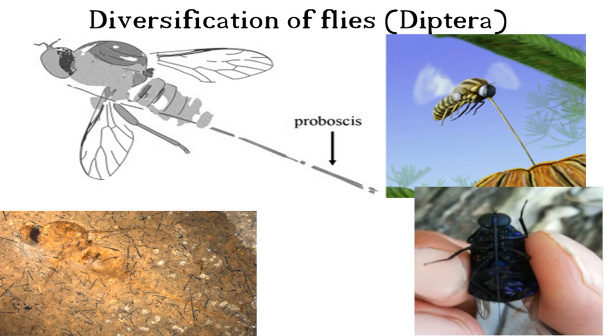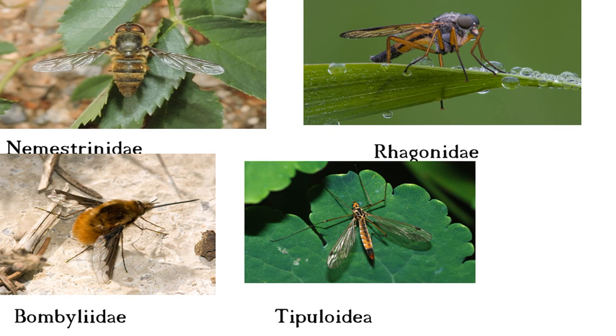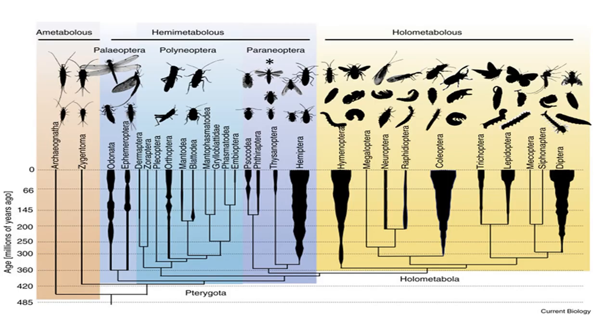Fly fossils are abundant in the late Jurassic. Some new forms were tangle-veined flies, the Nemestrinidae, the Bombylidae or bee flies, the Rachonidae, and for example the crane flies or Tipuloidea. Interesting to note is that from this point in the Jurassic and beyond, we will not see much more new insect orders arise.